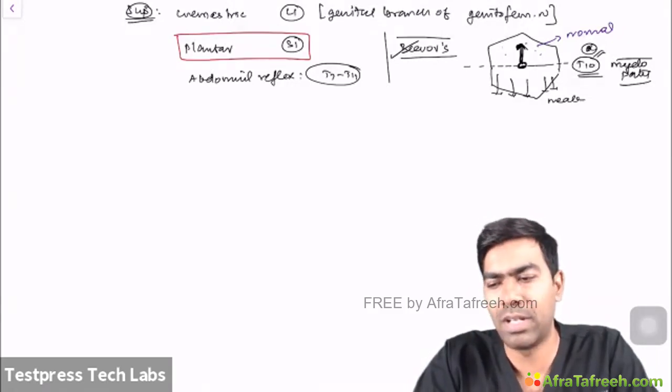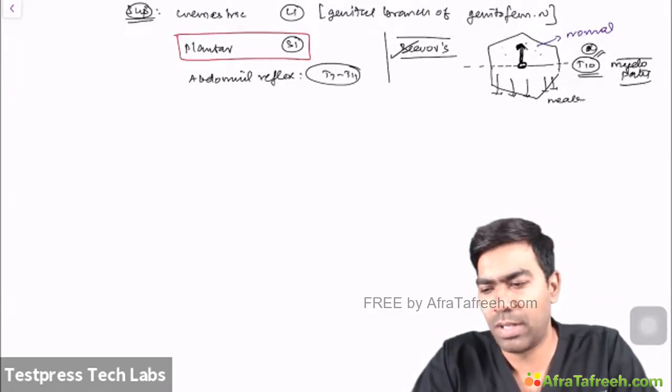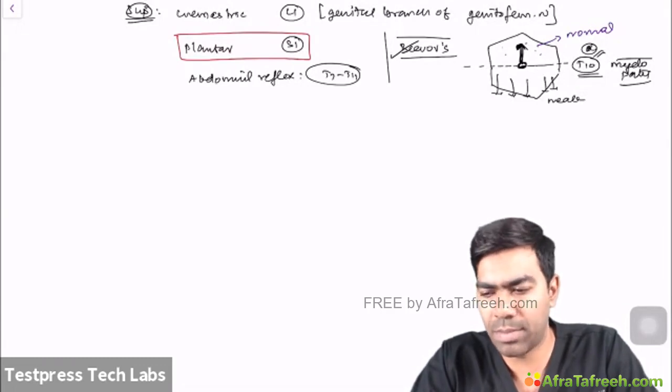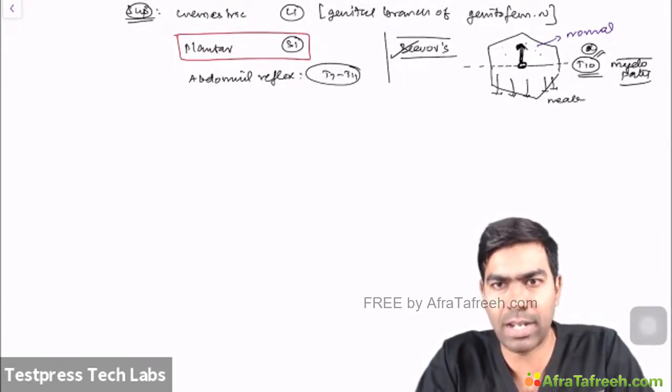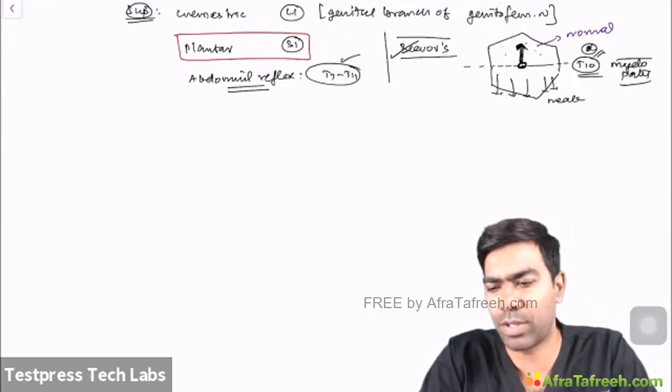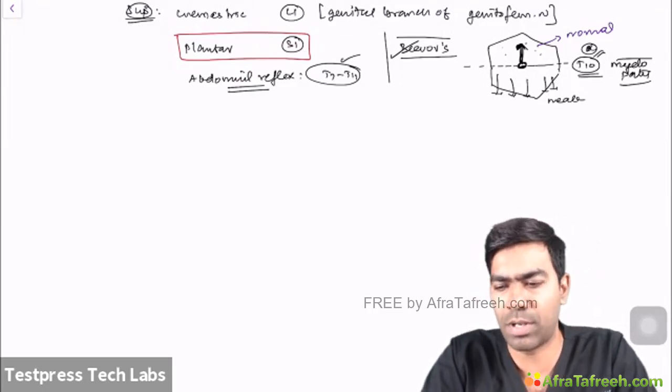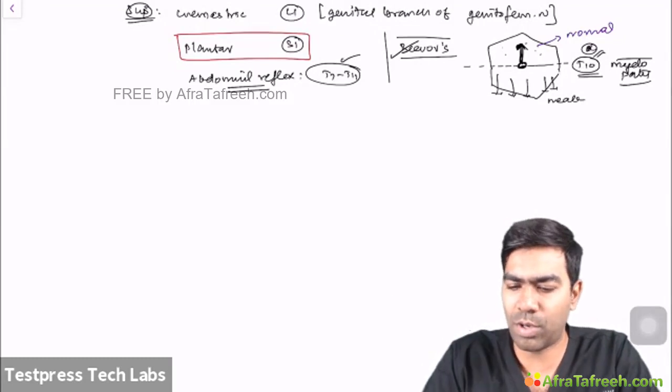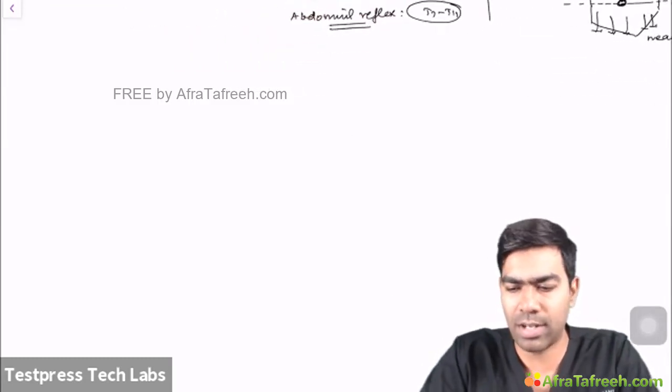But it can happen sometimes at T11 also. But in the exam, please always answer T10 because T10 supplies the level of the umbilicus. And as far as the abdominal reflex is concerned, T7 to T11 is going to be the root value for this abdominal reflex. And what is the importance of this abdominal reflex? Only one importance is there.